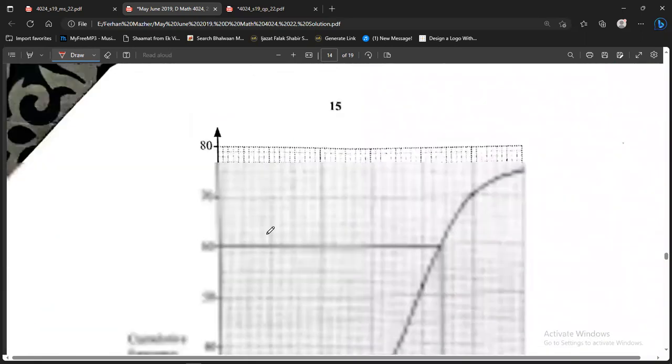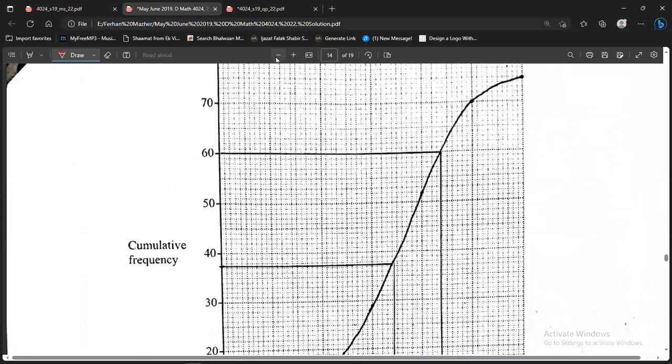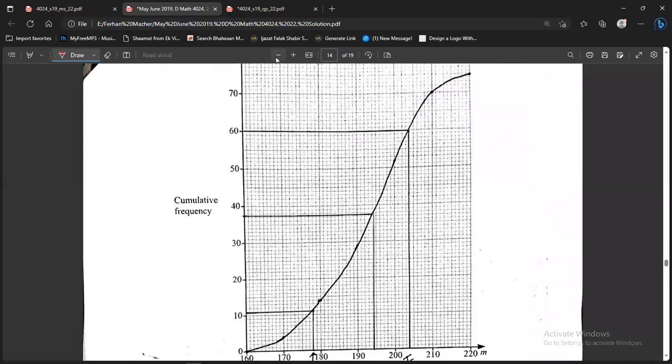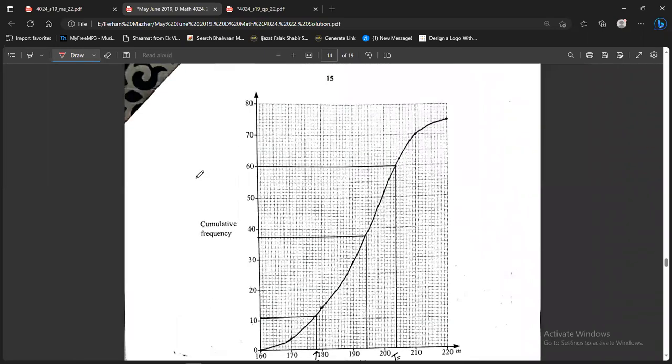So what I have done is plotted these points. Let me reduce the size so you can see it more clearly. I plotted those points, and if you have a hard copy of that paper, please plot those points and then join them with a smooth curve. You will get this cumulative curve.